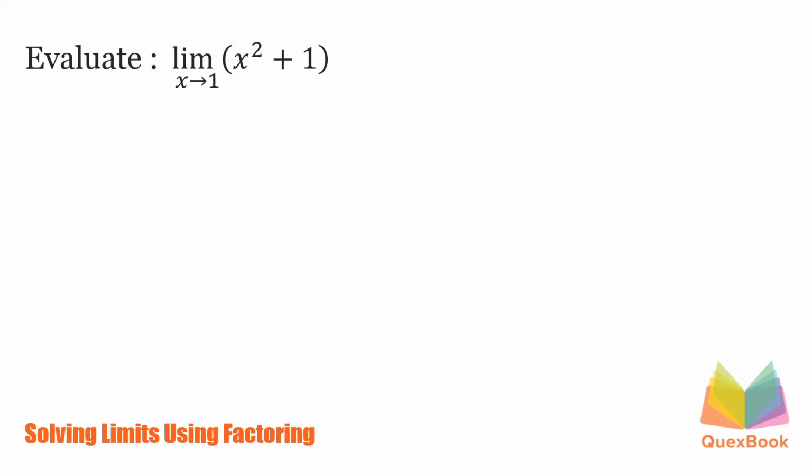Welcome to QuexBook Learning. Now, what is the limit of the function x squared plus 1 as x approaches 1? We need to find the limit of this polynomial function, and the first thing that we should try to do is direct substitution. Plug in 1 to the equation, and if we don't get 0 in the denominator, then it should be fine. So in this case, there's no fraction, so there's no need to worry, so we can use direct substitution right away.